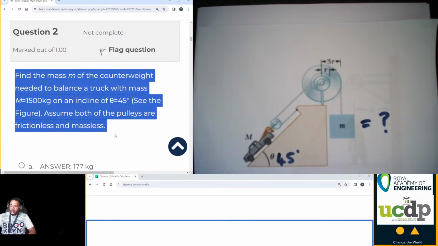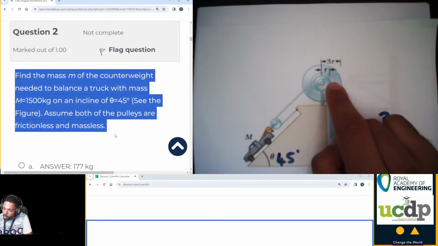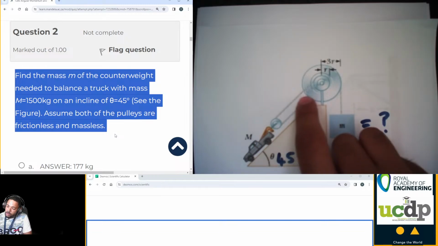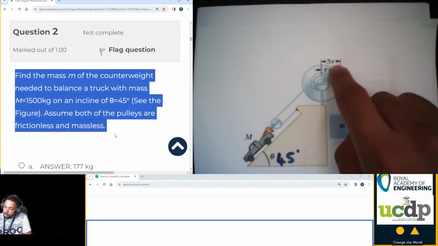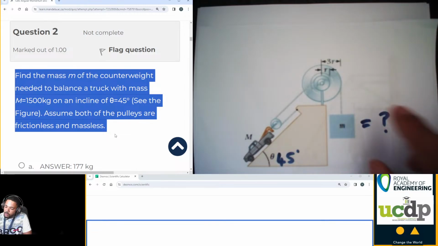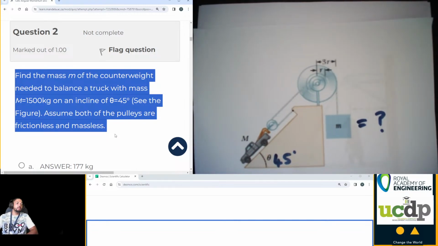Okay, so we have this. We'll call it a buggy, because this is what it is in South Africa. We have a buggy connected via a pulley system. There is a pulley on the buggy, a huge pulley, which is then connected to a larger pulley, and which is counterweighted by a mass M.